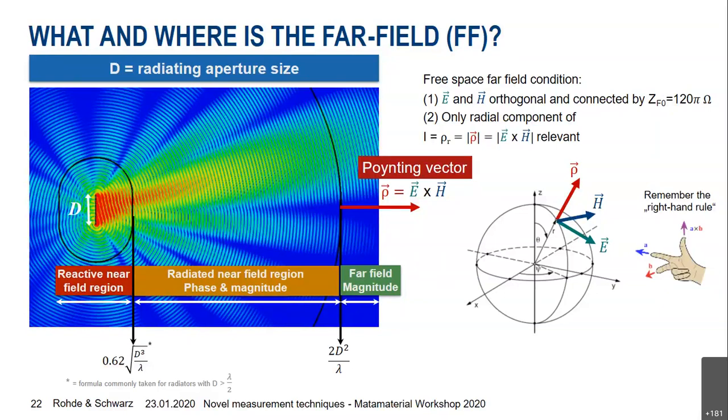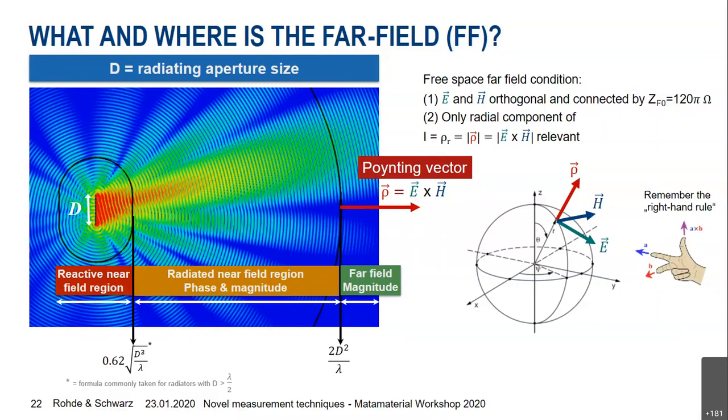So we have to move farther away from here. We cannot do any measurements here. It's very clear: we cannot do measurements in the reactive near field. This is just not something that is expected. We do not want to distort the field of the transmitting element itself. So the only two regions that we have are the far field or the radiated near field region.